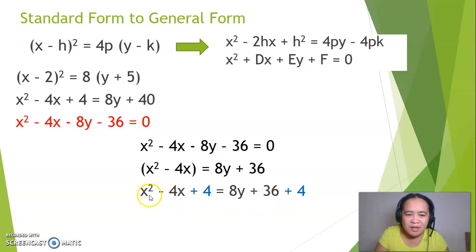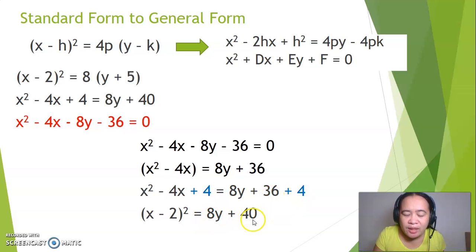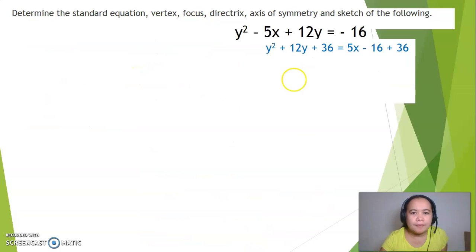So rewrite this as a binomial term. We will have x minus 2 squared. Then 36 plus 4 is 40. Take note, 8y and 40. 8 is common, so factor it out. So again, this is the standard form. So we go back to the original given.